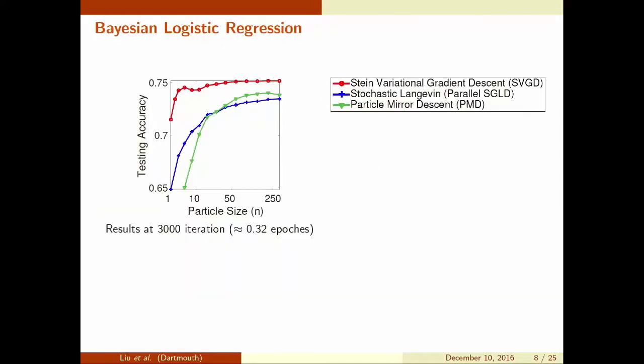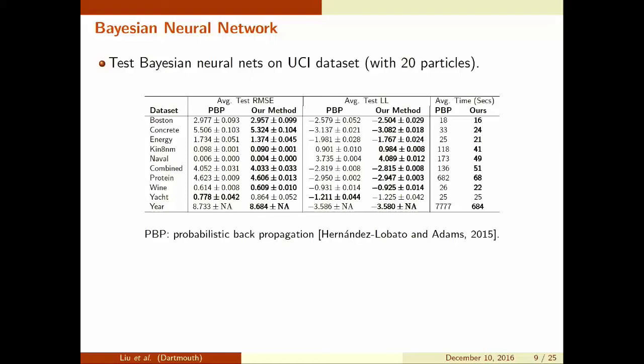So just briefly, some of the results. We tried Bayesian logistic regression. What I want to emphasize is that if you only use one particle, you already get very good performance. That's because one particle is gradient ascent for MAP. We also tried a one-layer Bayesian neural network on UCI data sets. We only use 20 particles, and it turns out to perform quite well. But again, this is a small scale example.